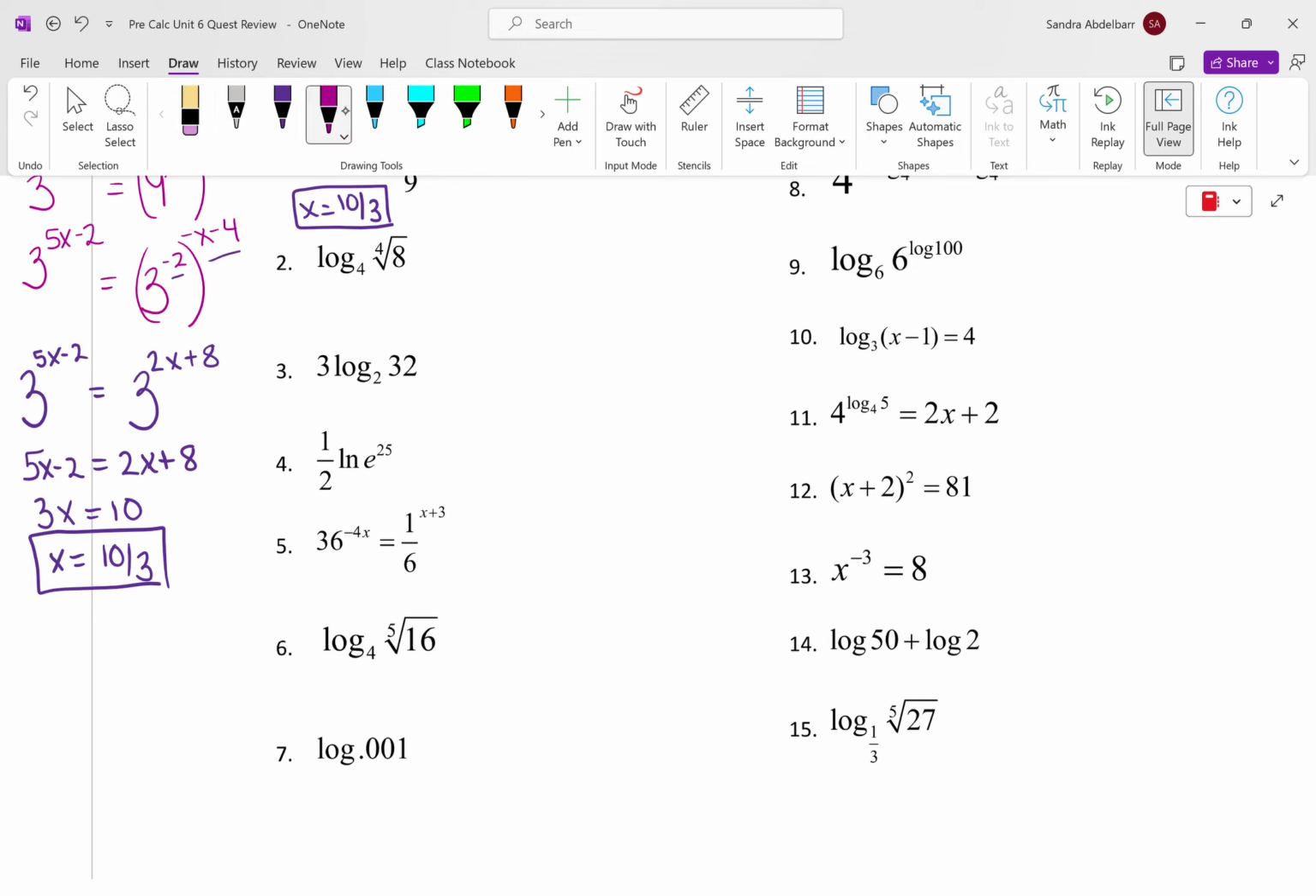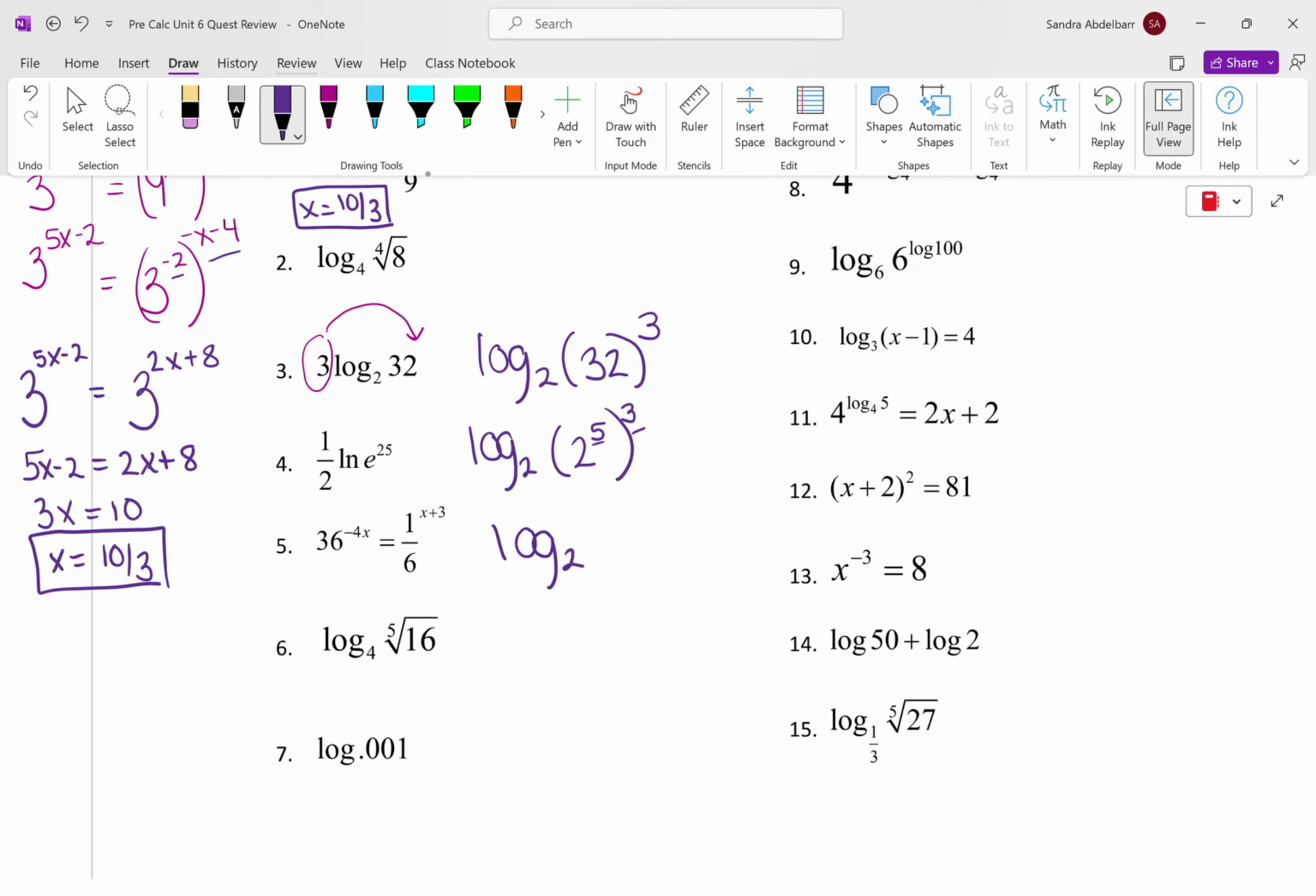All right, so for number 3, I'm going to pull this 3 as an exponent. So this is going to be log base 2 of 32 to the 3rd power. I'm going to change that 32 into a base of 2. So log base 2 of 2 to the 5th raised to the 3rd. Everybody okay with what I've done so far? Power to a power, don't I multiply? So this is log base 2 of 2 to the 8th.